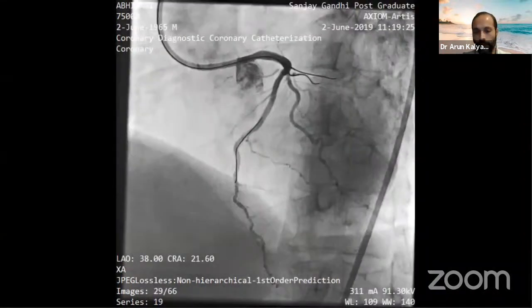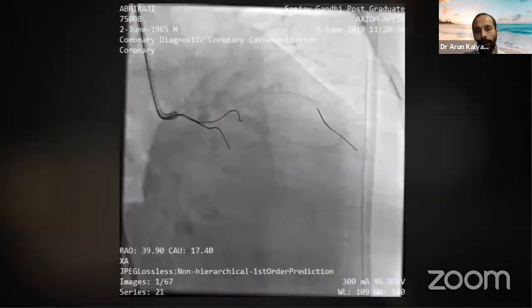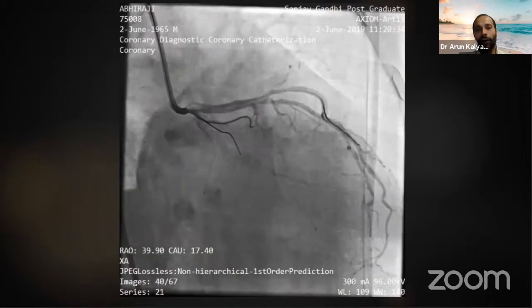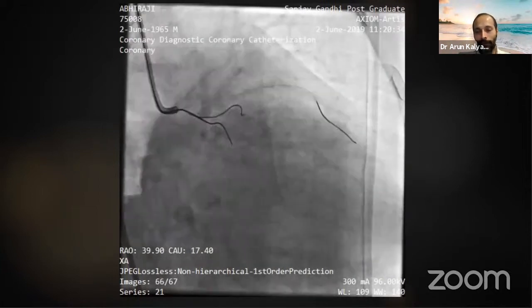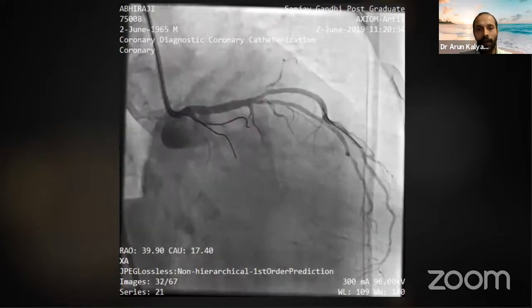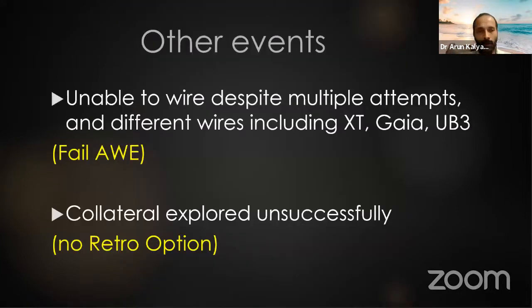Now, we're trying to wire this for a while, and lo and behold, we were nowhere close to the circumflex. In fact, I was not even sure we were in the architecture of the vessel. And again, we have two experts here. The Japanese operator was the first operator, and he was an invited guest. So we were trying to see, okay, what else would you want to do?